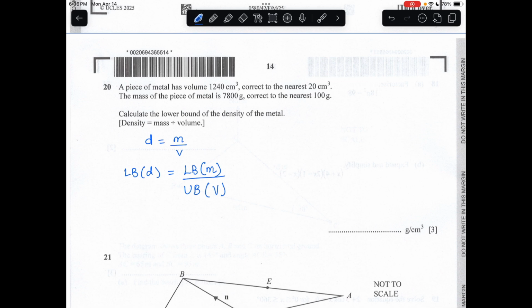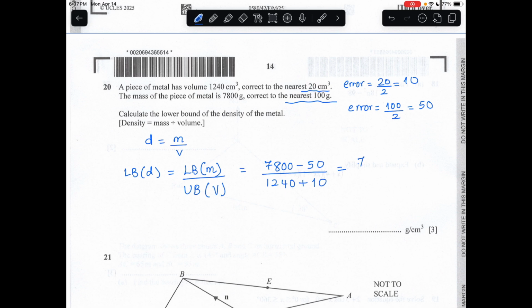So here the accuracy given to you is 20 centimeter cube. So the error is always going to be the accuracy divided by 2. That's for the volume. And for the mass, the error is going to be 100 divided by 2 because it's to the nearest 100 grams, which is going to be 50. So lower bound means I need to subtract. So I'm having the mass 7,800 minus 50 because I'm calculating the lower bound, divided by 1,240 volume plus 10 because I need the upper bound.